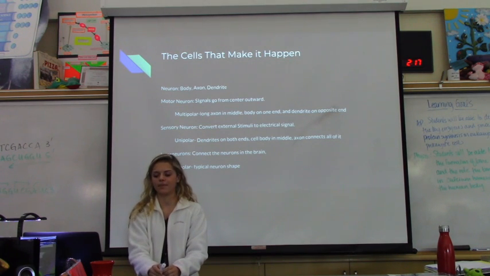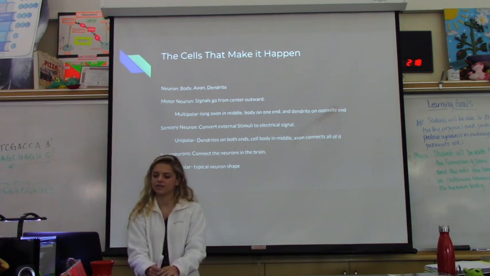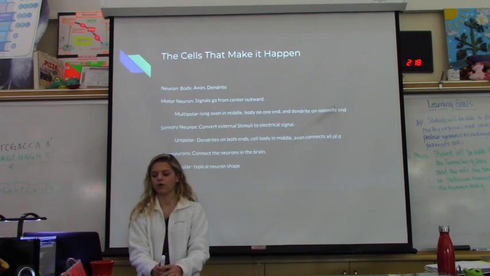So the cells that make it happen, the main cell of the nervous system is the neuron, and that's composed of a body, axon, and dendrite. The dendrite receives information, whereas the axon sends it off, and the body contains the nucleus. There are three main types of neurons. The motor neuron is where signals go from the center outwards.